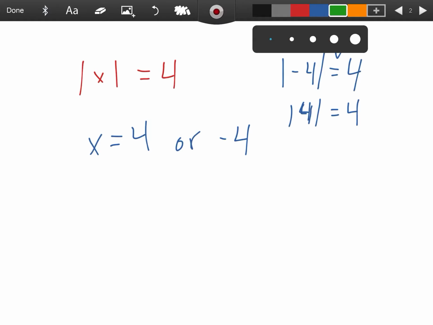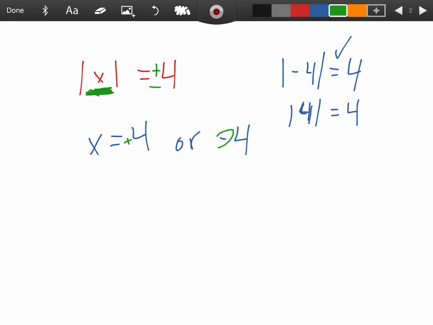And this is really going to help us solve as we get going further along, because as it gets more complicated than just the absolute value of x, we can take whatever is inside of the absolute value and set it equal to both the positive and negative of the number that's on the other side of the equal sign. So we take what's inside, we set it equal to the positive and then the negative, and we will solve both of those equations. So let's see an example with that.